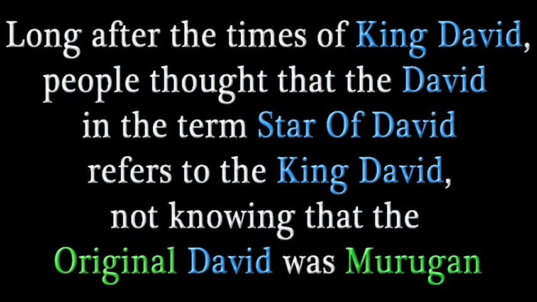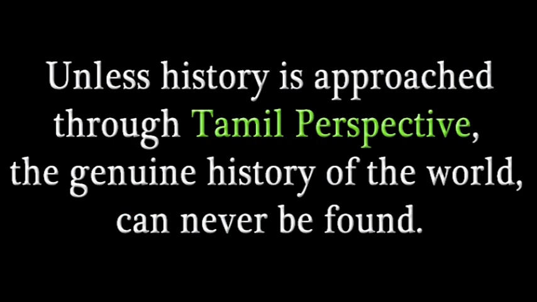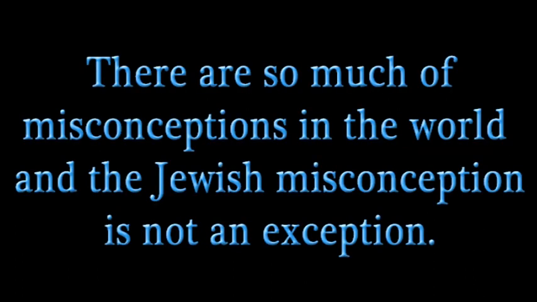Long after the times of King David, people thought that the David in the term Star of David refers to the King David, not knowing that the original David was Murugan. That's how the Star of Murugan came to be known as the Star of David, the David being the King David. Thus, in reality, the David in the Star of David does not point to the King David of Israel. Unless the history is approached through Tamil perspective, the genuine history of the world can never be found. There are so much of misconceptions in the world, and the Jewish misconception is not an exception. The world has to be looked through Tamil perspective only, and there is simply no other way.